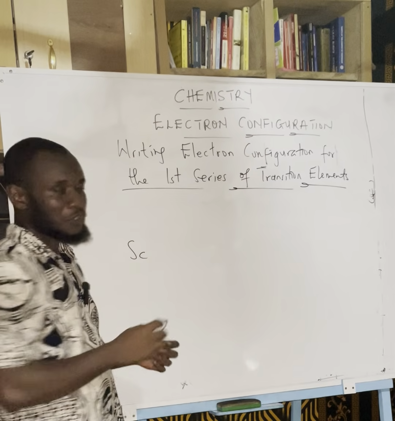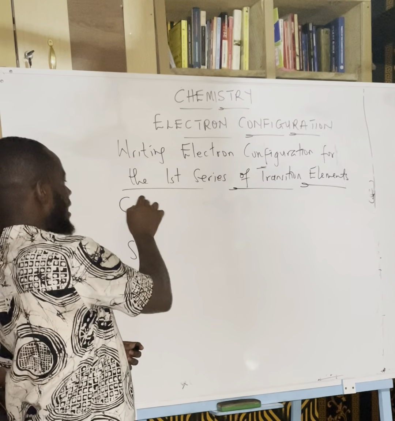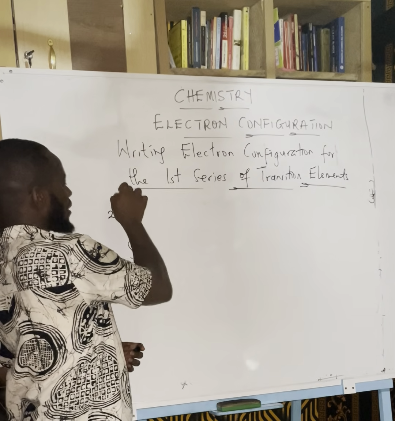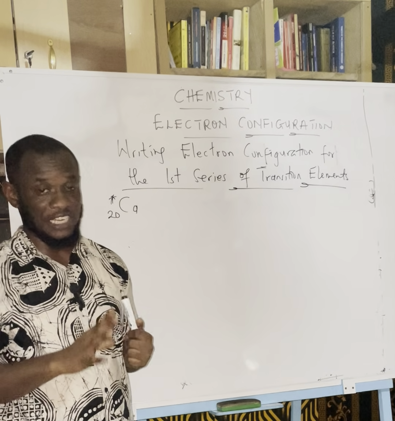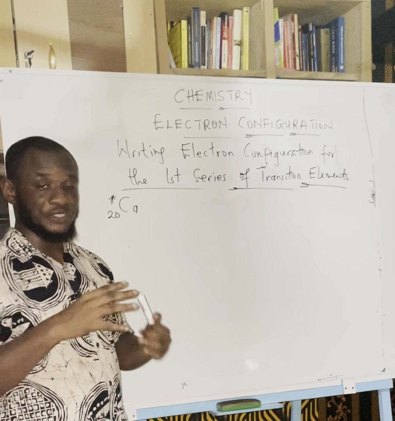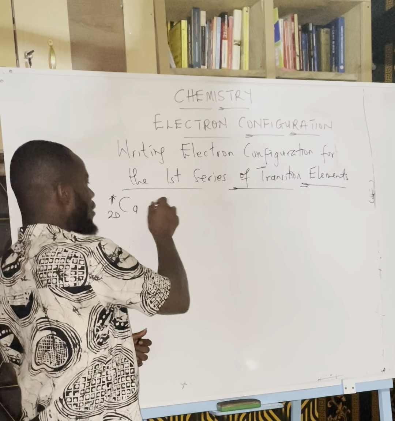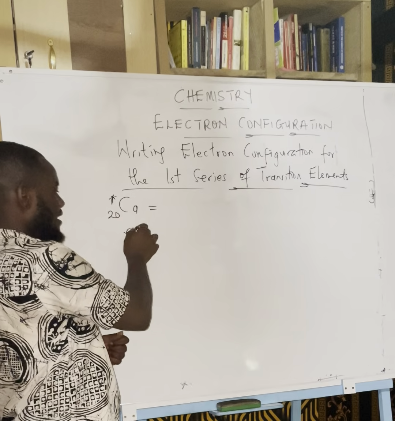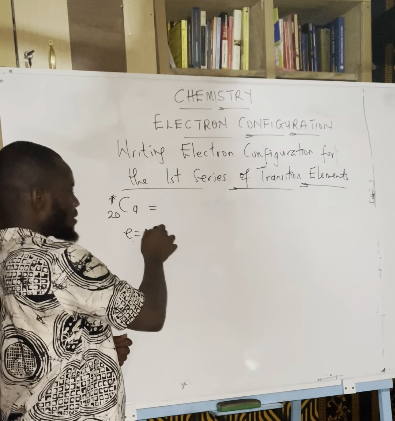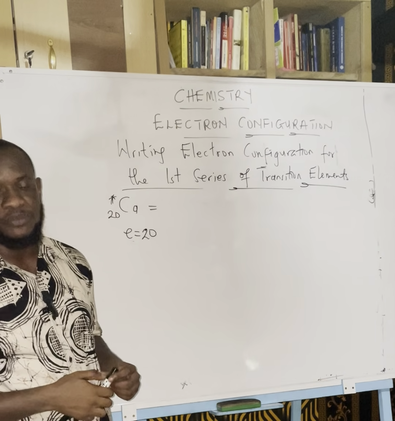Before we write the electron configuration of the transition element scandium, let's quickly look at how we write the electron configuration for calcium. Now remember, calcium is not a transition element. Take note, it's not a transition metal. In this calcium here, the number of electrons is 20. We are having 20 electrons present.